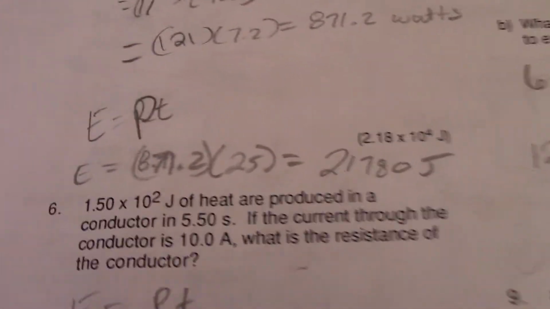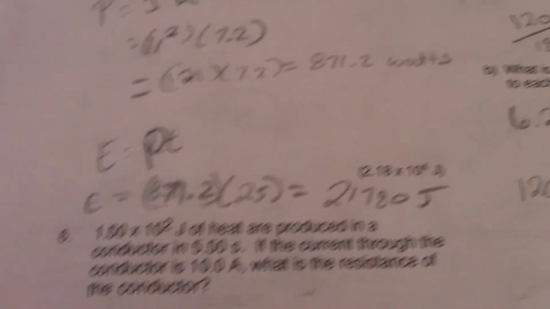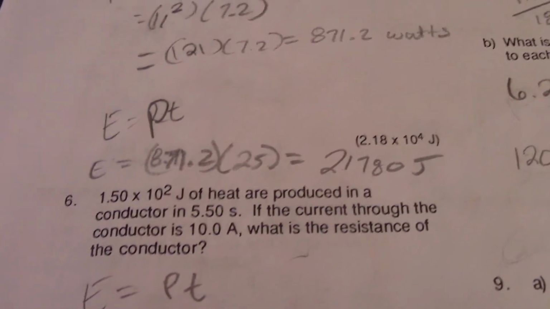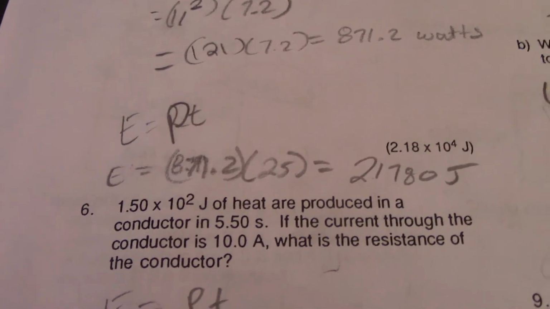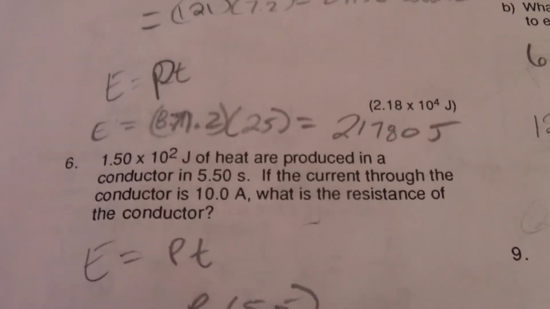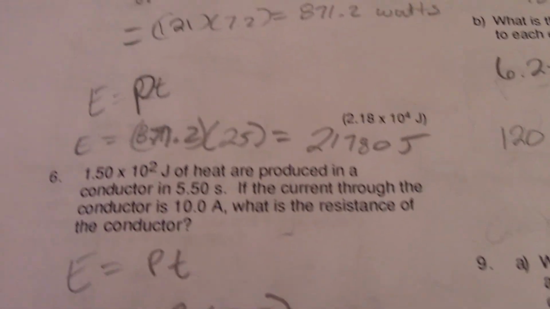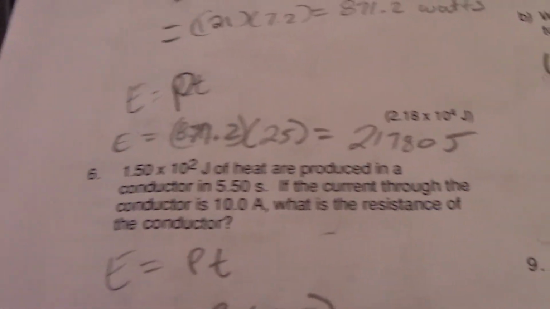So we have 1.5 times 10 to the second joules of heat produced in a conductor in 5.5 seconds. So I can find power from that, right? E equals P times T. I have energy and time, and I can rearrange for power. If the current through the conductor is 10 amps, what is the resistance? Once I have power and current, I can use P equals I squared times R to solve for resistance.